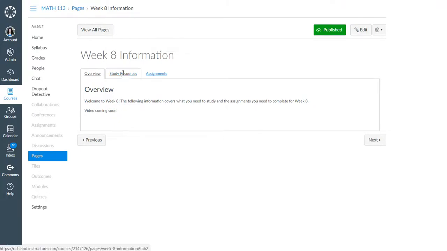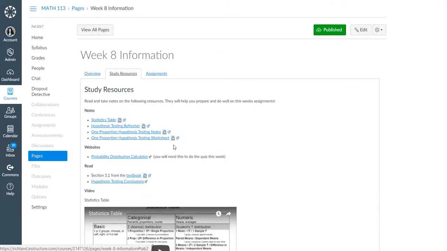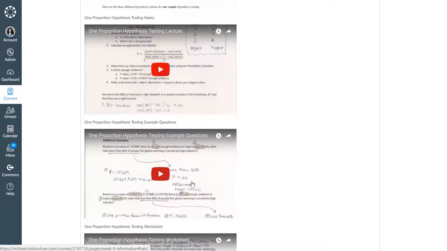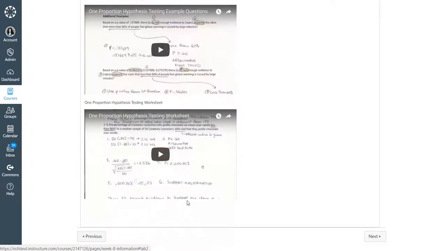So, week 8 information. You've got some good stuff here in your study resources. The statistics table is going to introduce you to basically what we're covering for the rest of the semester. We're really going to start digging into the actual data and using Minitab. Then it goes into a hypothesis testing refresher, then one proportion hypothesis testing notes, and the worksheets. So here's all of the good stuff.